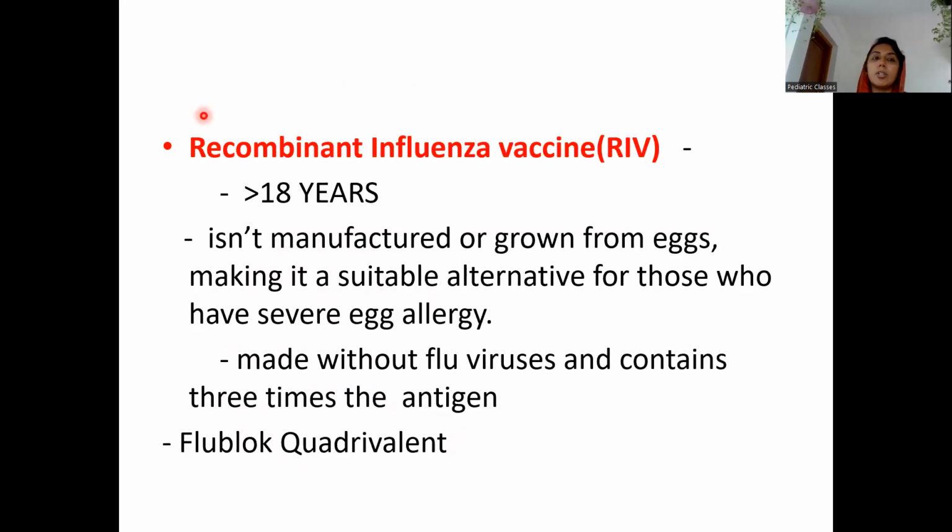There is another type of vaccine called recombinant influenza vaccine, RIV. They are recommended for beyond 8 years only. It isn't manufactured or grown from eggs, so there is no question or tension for people having egg allergies. So this makes it a suitable alternative for those who have severe allergy. We need not worry about recombinant influenza vaccine for people with egg allergy. And they are made without flu viruses and contain 3 times the antigen.